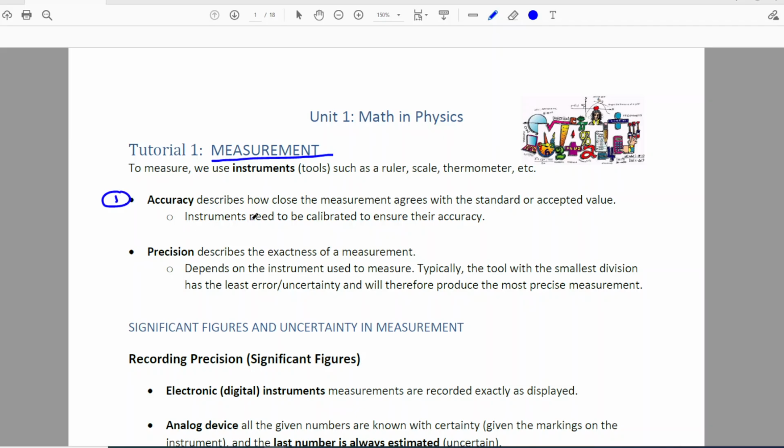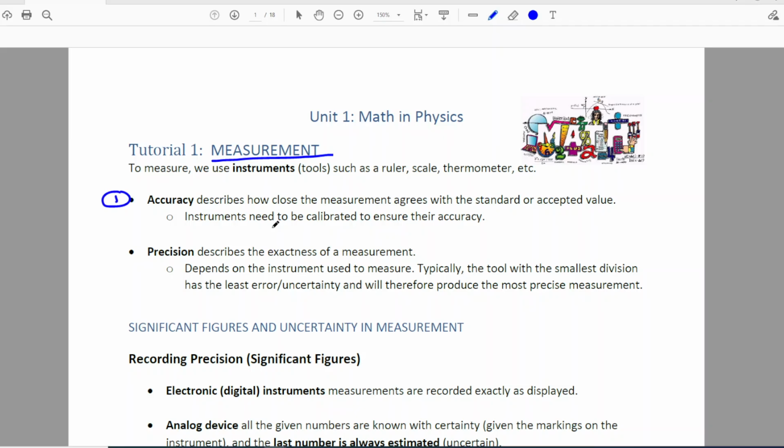Accuracy describes how close the measurement agrees with the standard or accepted value. This is something that's out of your control. So instruments are calibrated to ensure their accuracy. The best example I can think of is a thermometer. You have 20 thermometers in a room that's 20 degrees Celsius, and some are reading 21, and some are reading 22, and some are reading 19. It's that accuracy of the instrument, which again, like I said, is out of your control.